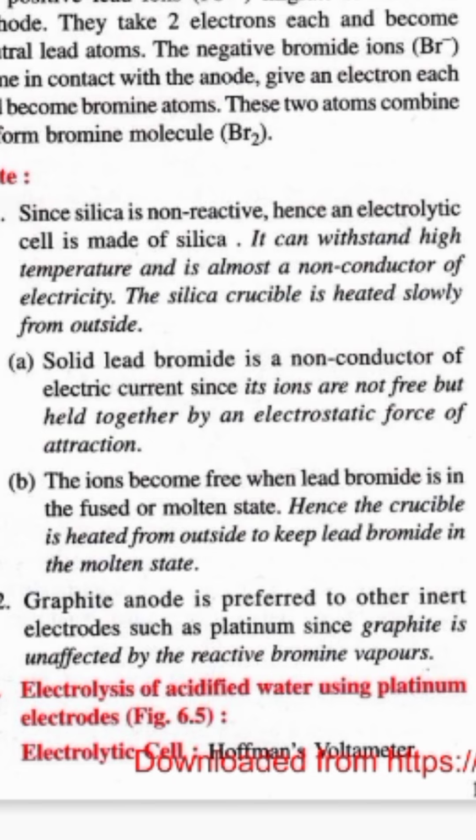So these are the reasons why silica is used in the crucible and why graphite electrodes are used. Questions can be asked from this topic.